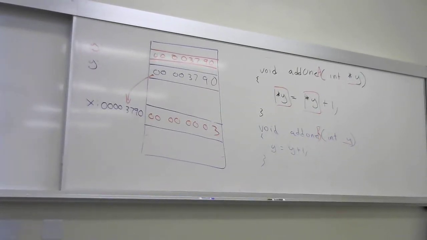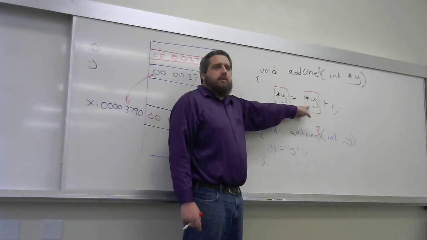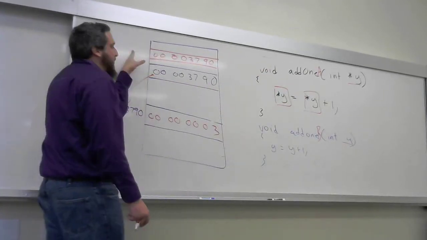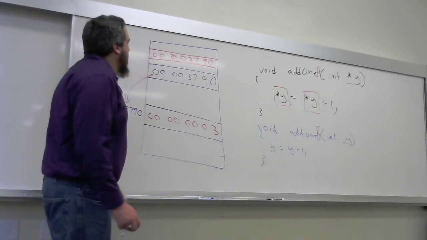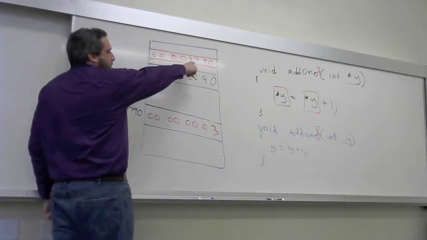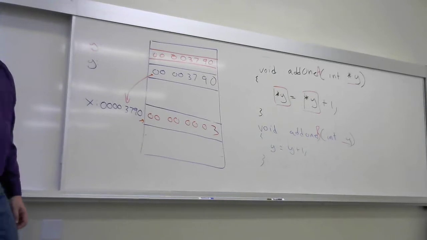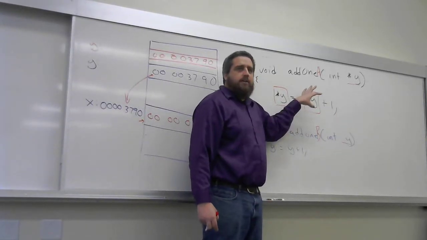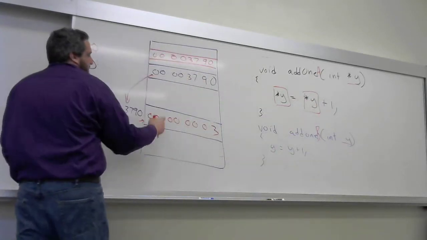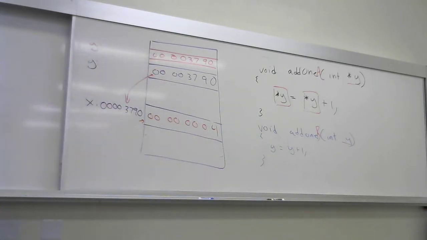Like so. Now when I say *y here, which y am I talking about? This red one, not this one down here. We're talking about this red one, right? I say *y, which says go to whatever this points at. What is this pointing at? 3790, which is this guy right there. Get that value. What's that value? 3. That 3 comes out, add 1, 4. Store it back into whatever that location points at. Make that a point. So.